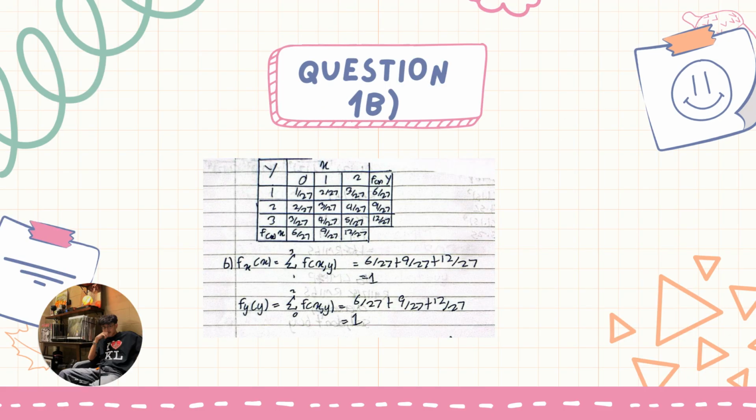For question 1b, we need to find the marginal distribution of X and Y. As we know, the marginal distribution is the sum of all f(x,y). So we need to sum all the probabilities of each X value. From 6 over 27 plus 9 over 27 plus 12 over 27, it equals 1. For the marginal distribution of Y, we need to sum up all the columns that have the Y value, which is 6 over 27 plus 9 over 27 plus 12 over 27, which equals 1.